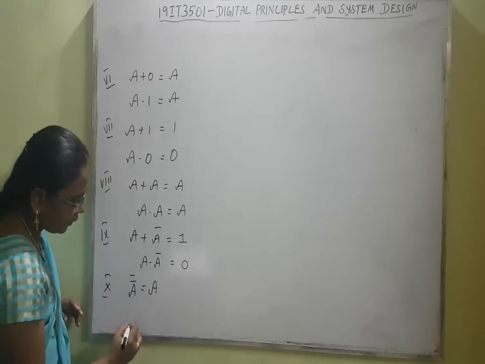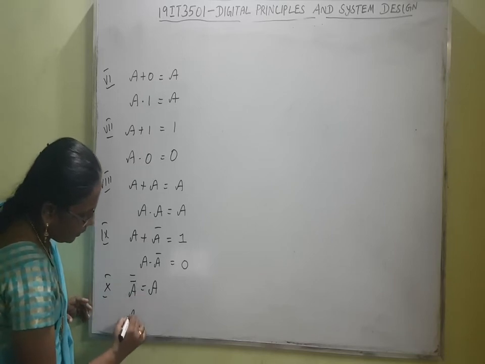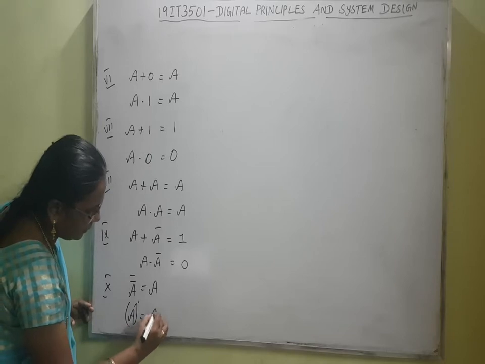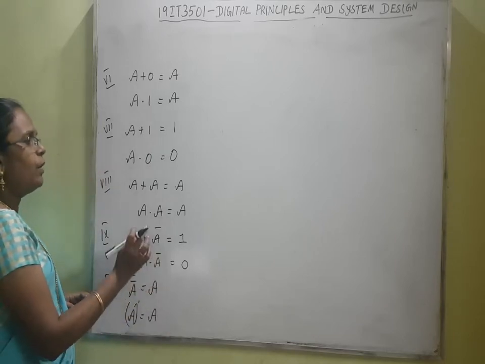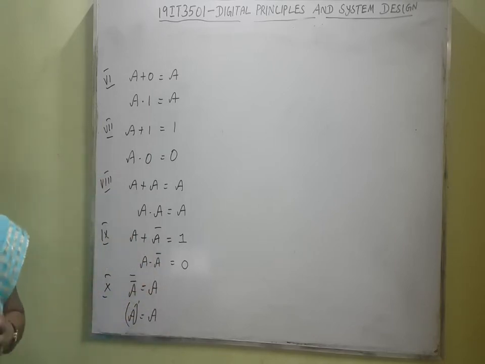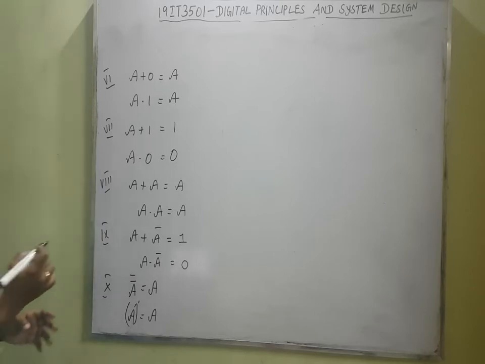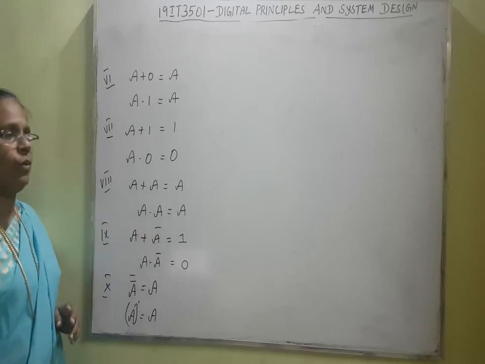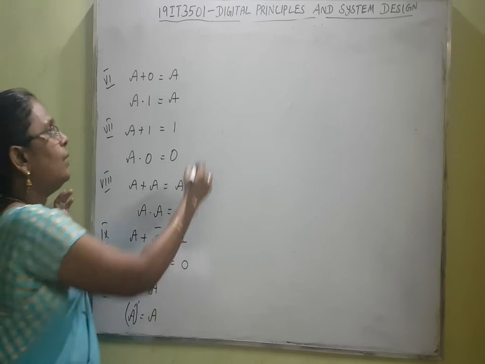You can always use A bar or A dash. A dash, the whole dash, is equal to A. So instead of bar, you can use dash. Some use the notation dash and some use the notation bar. So you can use any one. So these are the laws.